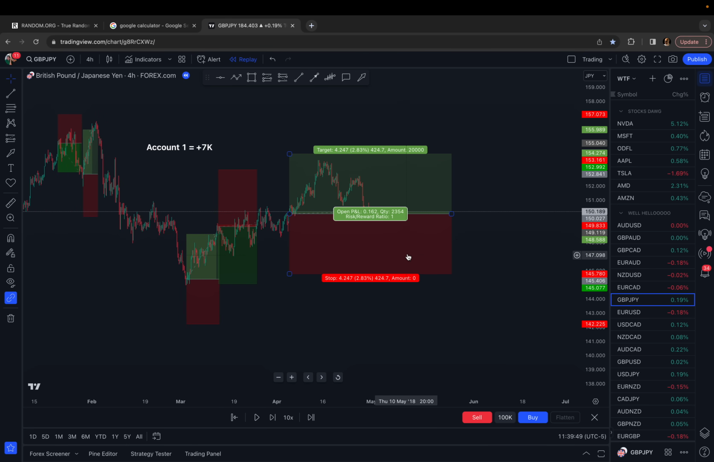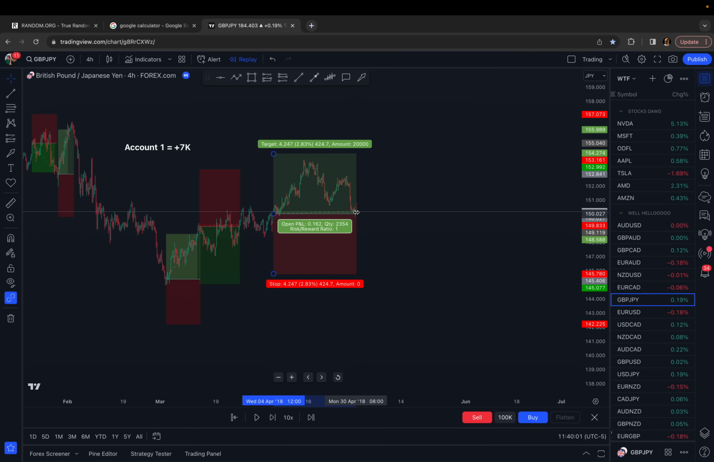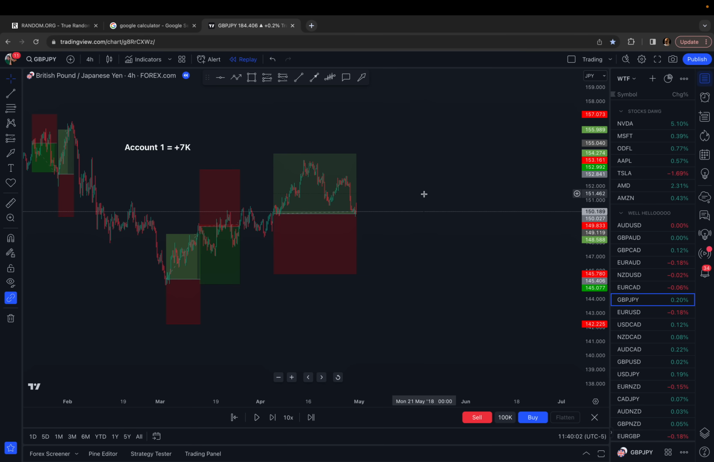Probably get out of this trade here at break even. See how long this took, from April 5th to May 4th. This trade took a freaking month. So that's why it's best to do this with multiple accounts and let it all play out. This could still go up. I just think that it's unlikely.